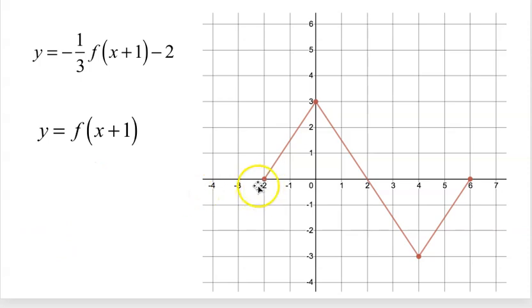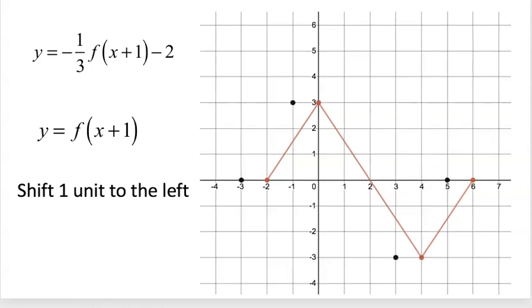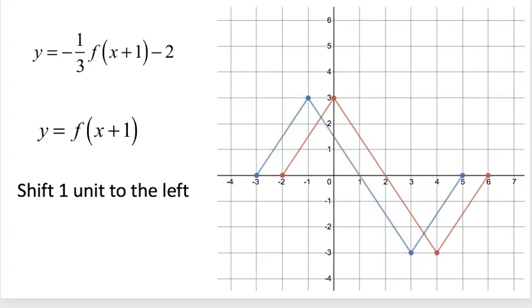So (-2, 0) gets moved to (-3, 0). (0, 3) gets moved to (-1, 3). (2, 0) gets moved to (1, 0). (4, -3) gets moved to (3, -3). (6, 0) gets moved to (5, 0). So shifting all the units to the left, we see those points now. Connecting them up, we construct the graph of y equals f of (x plus 1). There it is in blue. So blue is y equals f of (x plus 1). Red is y equals f of x.